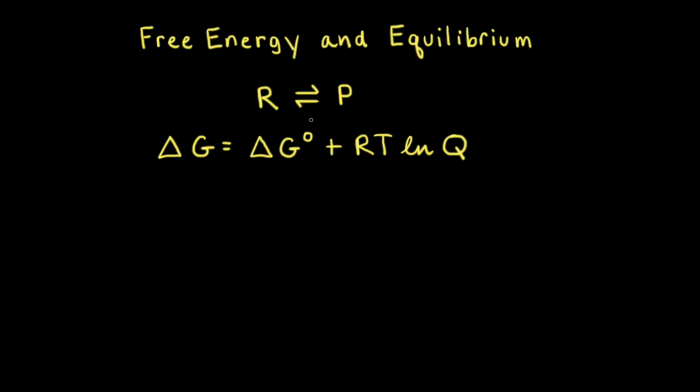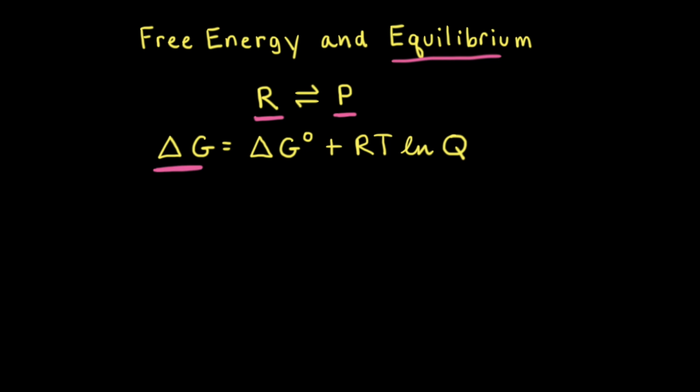Let's say we have a generic reaction where reactants turn into products, and our goal is to think about the relationship between free energy and this reaction when it comes to equilibrium. First, we need to consider the equation that allows us to calculate non-standard changes in free energy, ΔG. We can think about ΔG as the instantaneous difference in free energy between reactants and products.